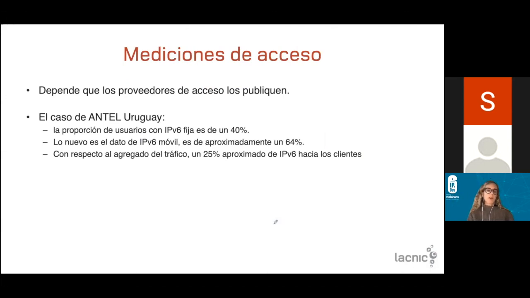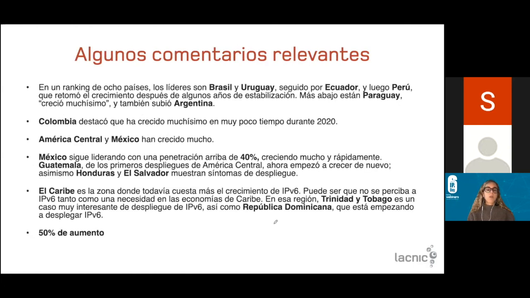And as to access measurements, we have data, for instance, by Antel, that's an ISP in Uruguay. And we were told that the proportion of fixed IPv6 users is 40%. And as new information that didn't happen in the past, IPv6 mobile is about 64%, and that has increased. And as to the traffic, 25% approximately of IPv6 is toward the clients.